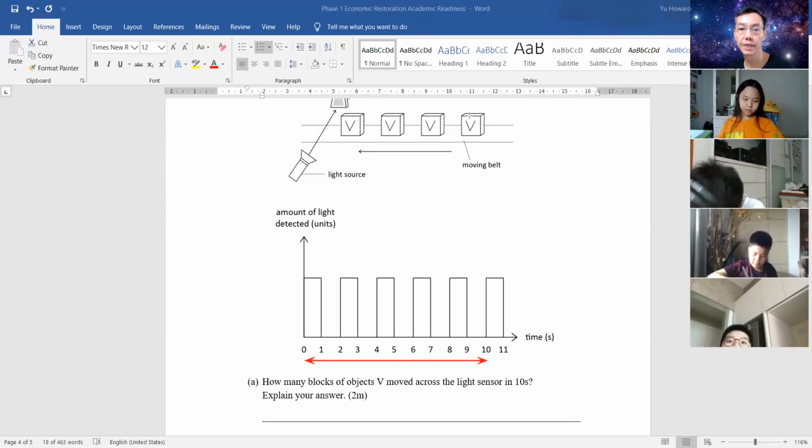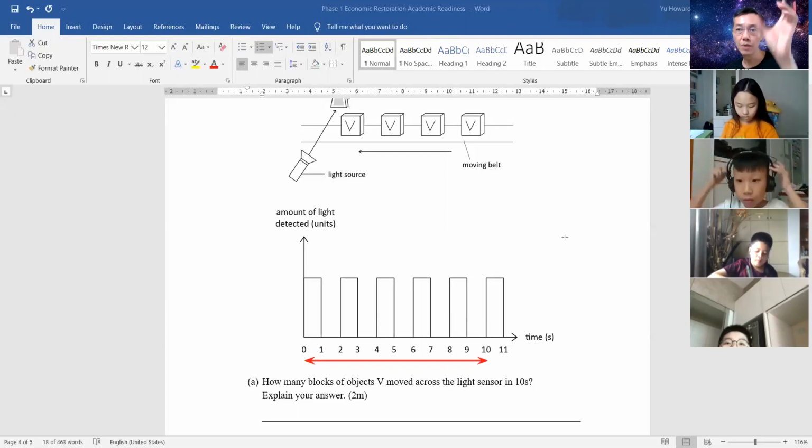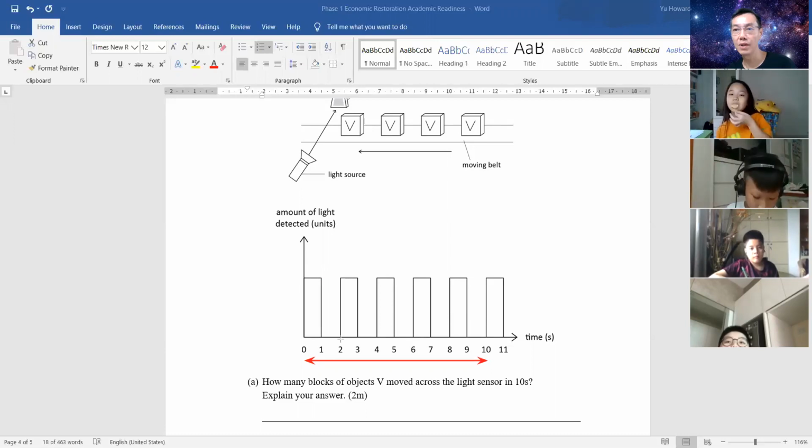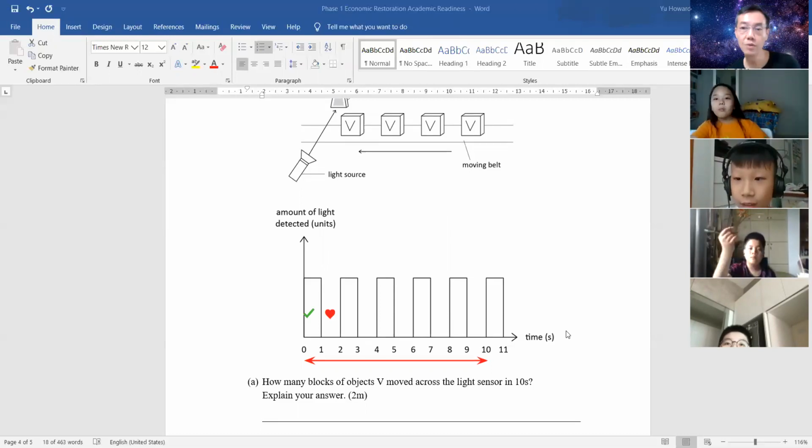Okay, now the second important question is, do I count the vertical blocks or do I count the non-blocks, the depression? My question is, do I count this tick, the blocks, or do I count the heart shape? So you must understand the logic. When the block passes by, can the light source be detected? No. So do I count the tick or do I count the heart shape? The tick.